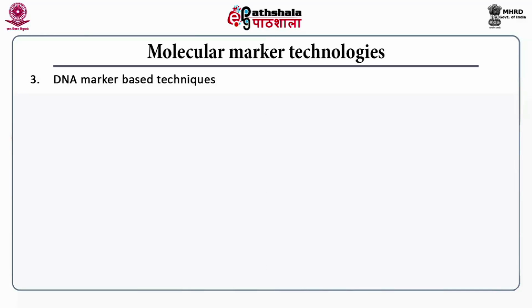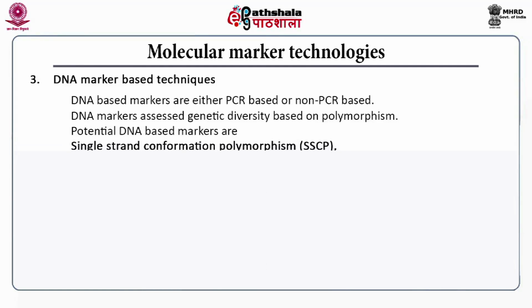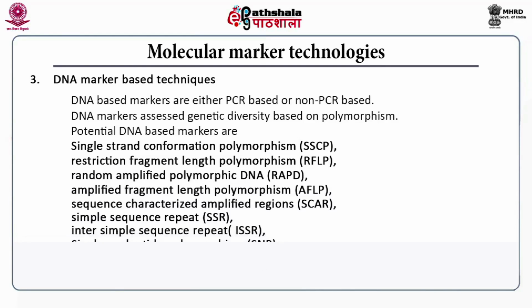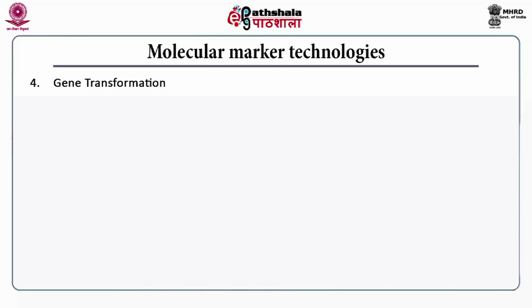Then DNA marker based techniques. DNA based markers are either PCR based or non PCR based. DNA markers assess genetic diversity based on polymorphism. Potential DNA based markers are single strand conformation polymorphism, SSCP; restriction fragment length polymorphism, that is RFLP; random amplified polymorphic DNA, that is RAPD; then amplified fragment length polymorphism, that is AFLP; sequence characterized amplified regions, SCAR; then simple sequence repeat, SSR; inter simple sequence repeat, ISSR; and single nucleotide polymorphism, that is SNP. These are either PCR based or non PCR based techniques. So, all these techniques can be used in biodiversity conservation in one way or another.